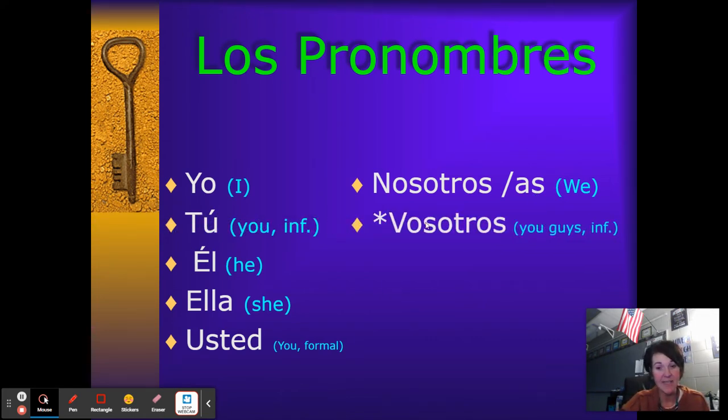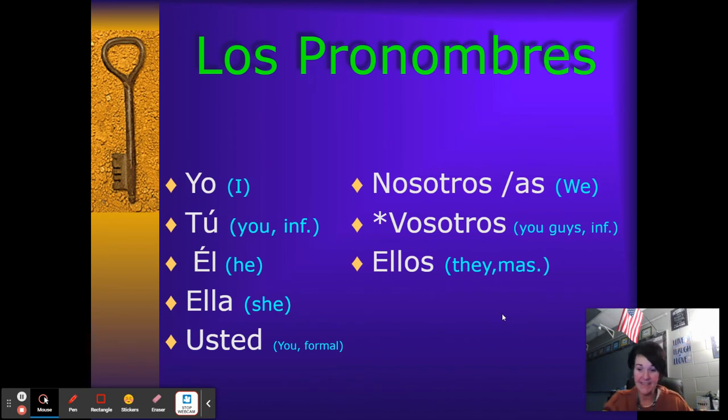Vosotros we're going to mention, but this has an asterisk by it because this is only used in Spain. And so we don't really do a lot of work with it. There is a subject pronoun for you guys informal, which would include tú and other people. So that would be vosotros, but we don't do a lot of work with that.